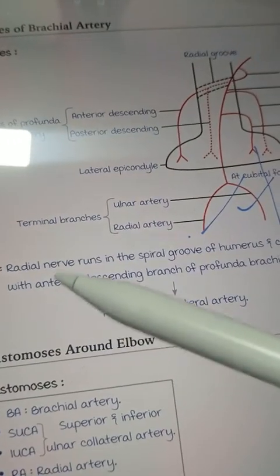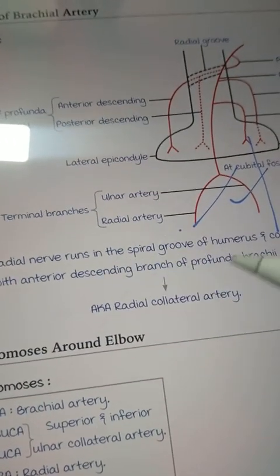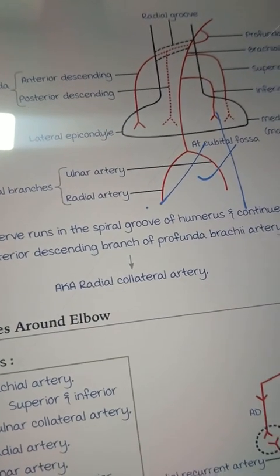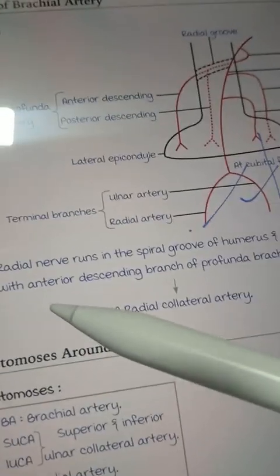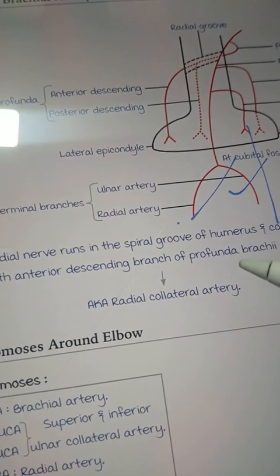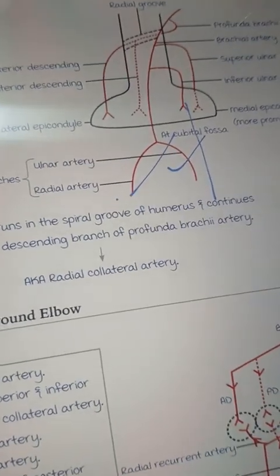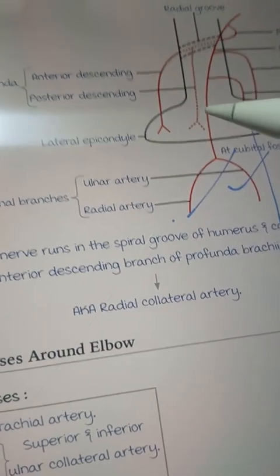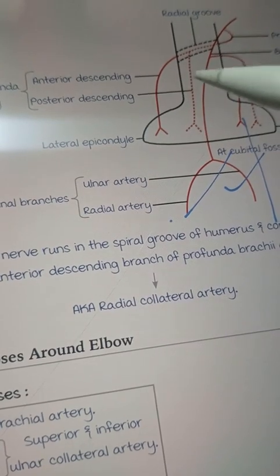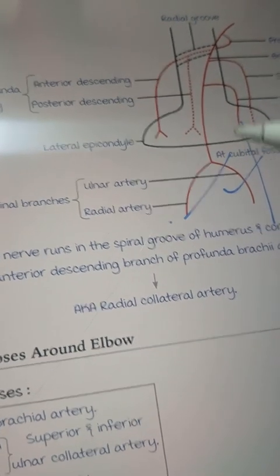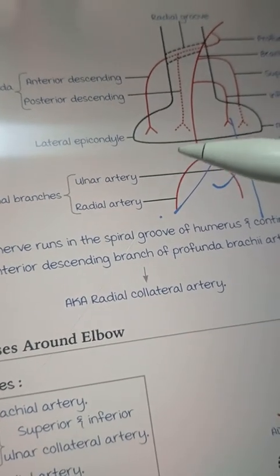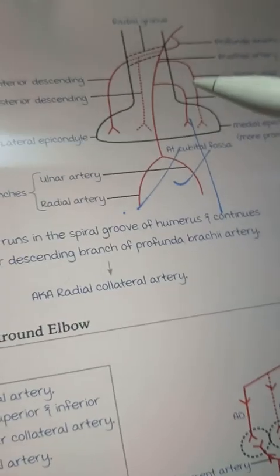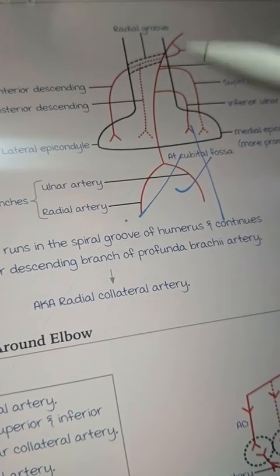What is important to know is that the radial nerve runs in the spiral groove of the humerus, and the anterior descending branch of the profunda brachii artery will run parallel to the radial nerve, which runs in the radial groove of the humerus. The anterior descending and posterior descending branches are branches of the profunda brachii, which is a branch of the brachial artery.